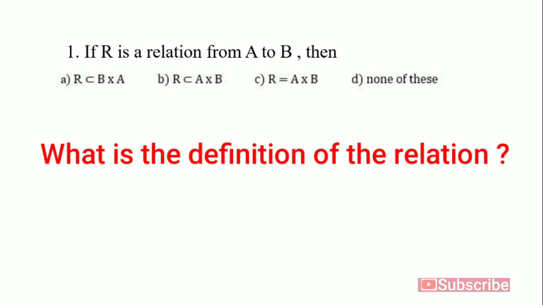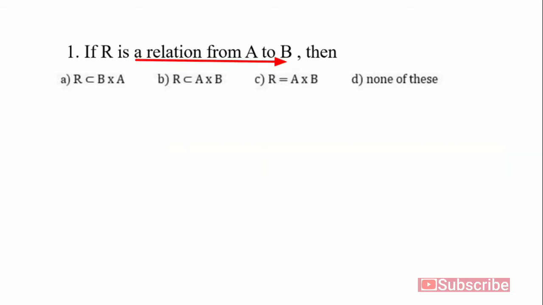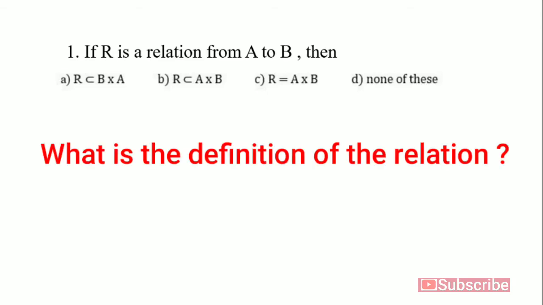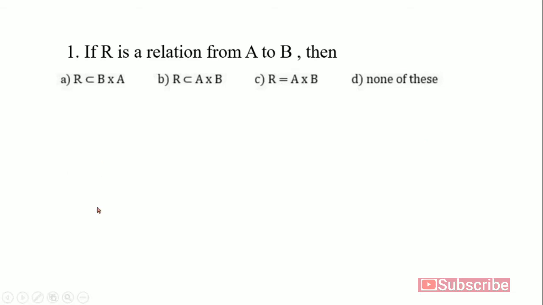What is the definition of relation? Relation R from A to B is subset of A cross B. A cross B, cross product, and then subsets. So here option B is the correct option. Isn't it? To answer this question, we must know the definition. So from here we can revise what is the definition of a relation, isn't it?